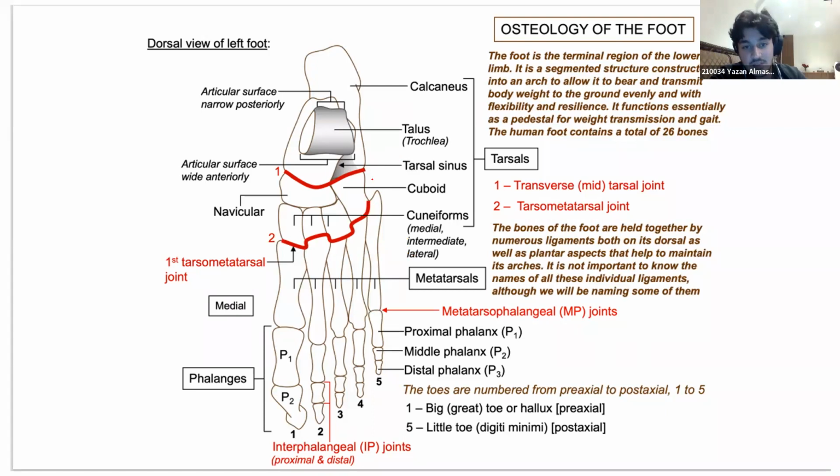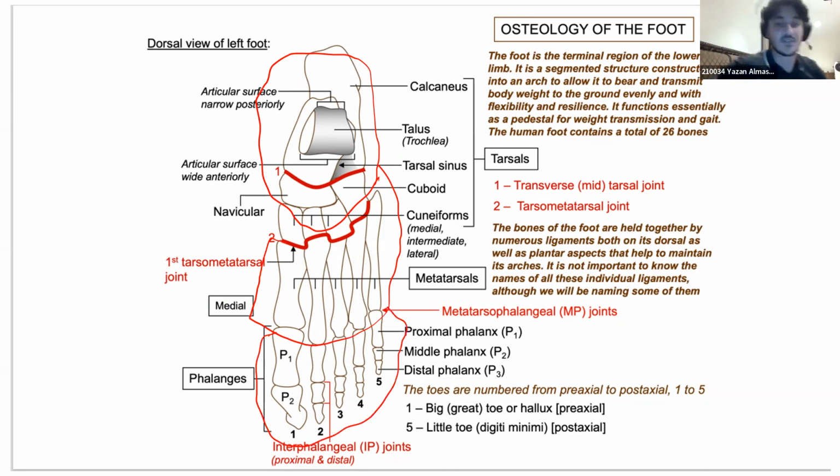Okay, this may be overwhelming. The slide is very compact for no reason, but literally this is so simple. What do we need to take from this slide? The first thing is that, remember in the hand we had carpals. In the foot, we have tarsals. That's the only difference in the names. So these are all the tarsal bones, these are the metatarsals, and these are the phalanges. So we have tarsal bones, metatarsals, and phalanges.